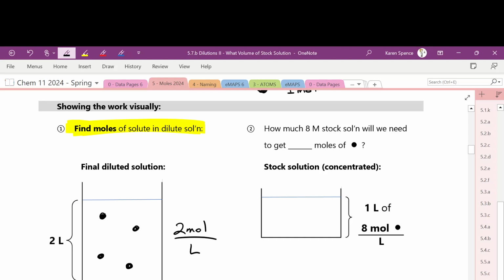Now my stock solution is 8 moles per liter. So if this is 1 liter here, how many moles do I need in this 1 liter? I want 8 moles per liter. This is my 8 mole per liter. This one's easy. I need 8. 1, 2, 3, 4, 5, 6, 7, 8. So this is my original stock solution.